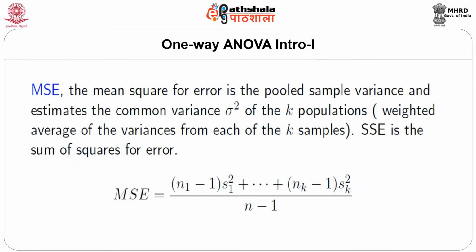MSE, the mean square for error, is the pooled sample variance and estimates the common variance sigma square of the k populations. It is a weighted average of the variances from each of the k samples. SSE is the sum of squares for error. MSE has this complicated formula. You can easily understand that the denominator is not n minus 1 but something else. This is a little exercise for you to correct all the formulas as given.